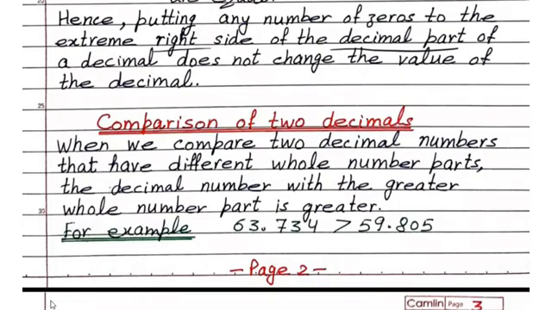When we compare 2 decimals that have different whole number parts, the decimal number with the greater whole number part is greater. For example, 63 and 59. 63 is greater than 59. Clear?